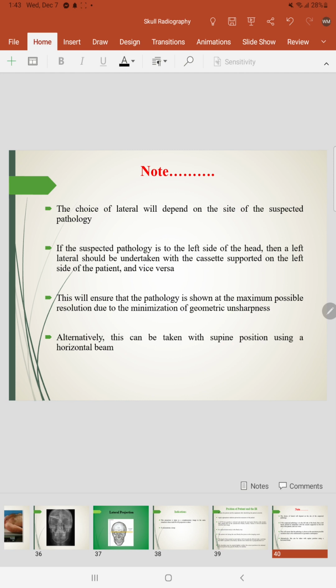Now a special note: the choice of lateral will depend on the site of the suspected pathology. If the suspected pathology is to the left side of the head, then a left lateral should be undertaken with the cassette supported on the left side of the patient, and vice versa. This will ensure that the pathology is shown at the maximum possible resolution due to minimization of geometric unsharpness. Alternatively, this can be taken in the supine position using a horizontal beam.